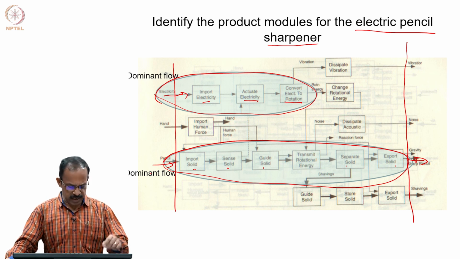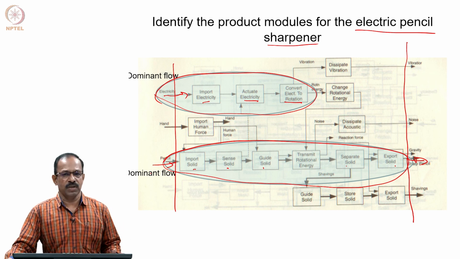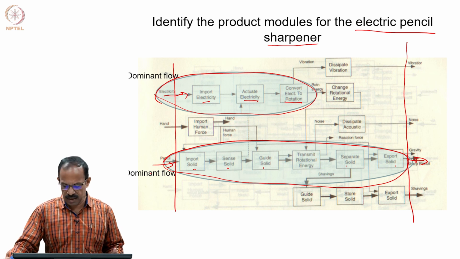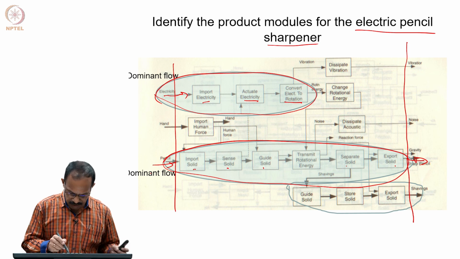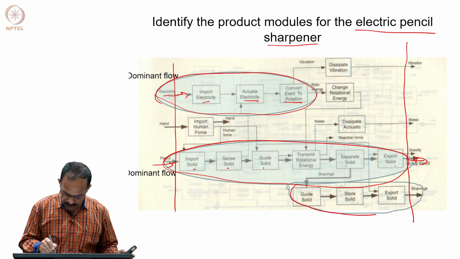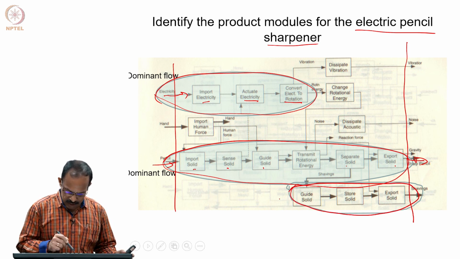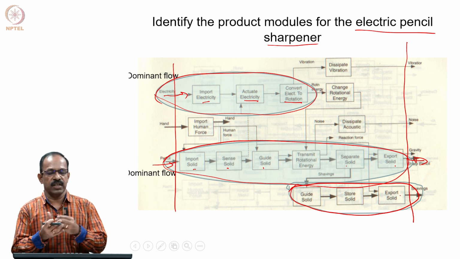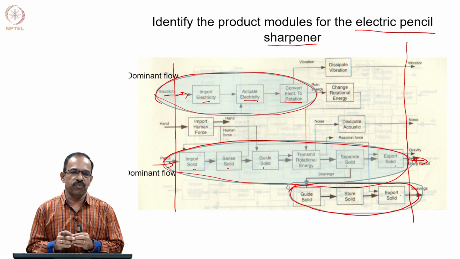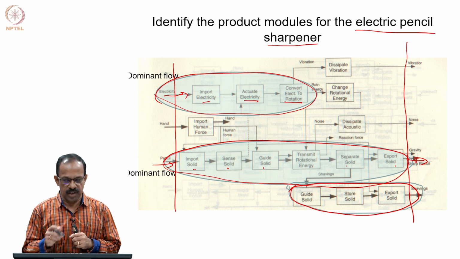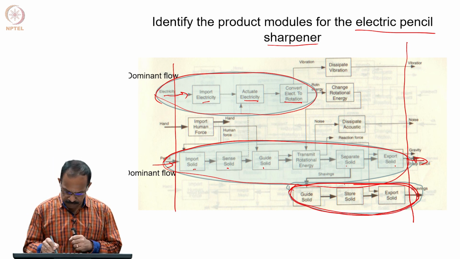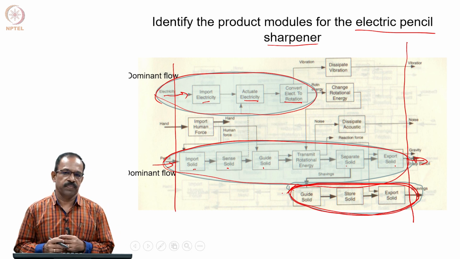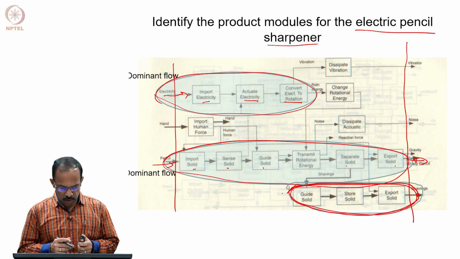Of course, there are many other flows, such as the hand and other things, but we do not consider them. We can consider another potential module: the guide solid, store solid and export solid, which is actually a storage module for the shavings of the pencil. That can also be another one, because this is also a potential module.